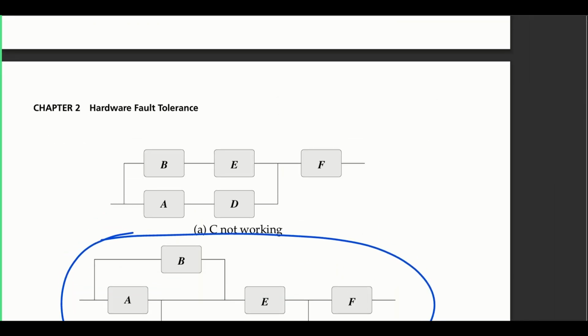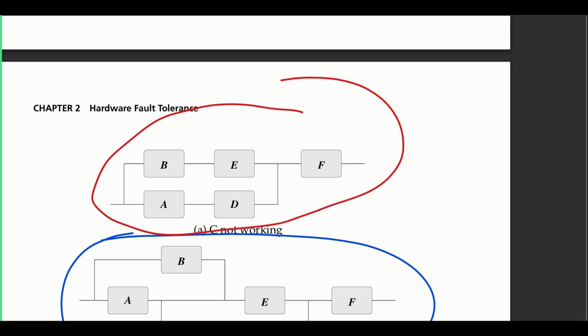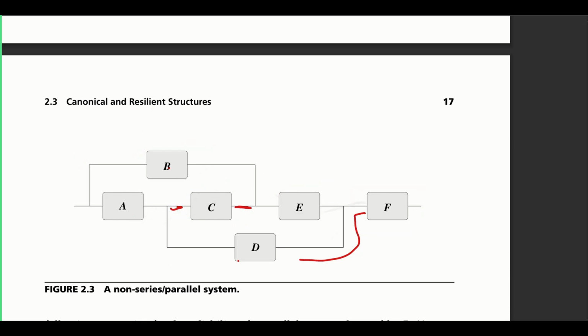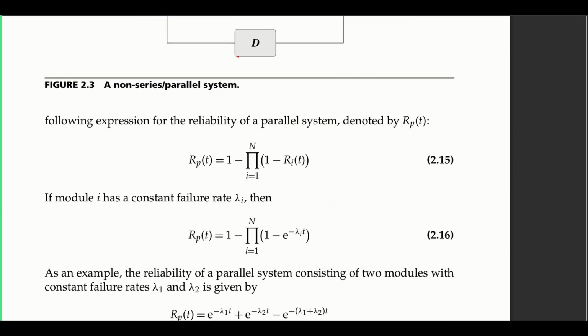So A and D will be in series. B and E will also be in series. However, both of them will be in parallel with each other. And F was already in series with the whole system, so we can't touch it. Now, this is for only one side, where C is assumed not to be working. There is the flip side where C is assumed to be working, and that flip side is this.